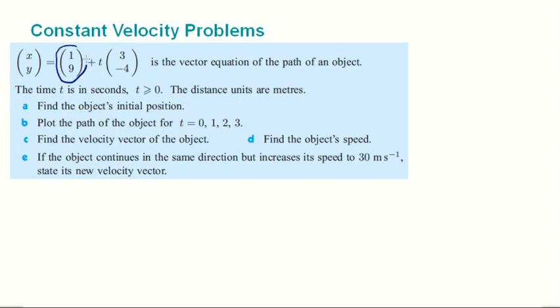Well, it's this. You could basically just say s equals, well, this is when t is 0, so this vanishes, so it's (1, 9). Another way for you to express this, you could just say x equals 1, y equals 9. It doesn't matter. The point is, x is 1 and y is 9 when you begin your motion. So that's done. Now plot the path of the object for t equals 0, 1, 2, and 3.